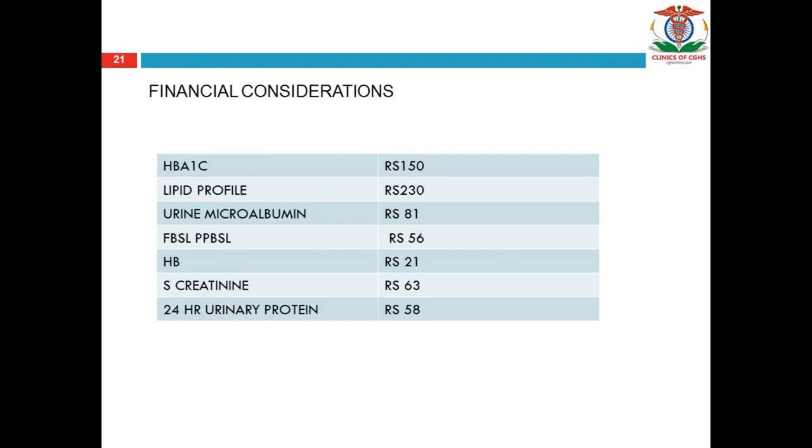Then another aspect is financial considerations. This is the Pune rate list, and these are the investigations which should be done annually. So if you don't send it to our lab, if you don't send it to Mukund Nagar, and all the investigations are done in a private lab according to CGHS rate, it boils down to somewhere around 600 rupees for all annual investigations which have to be done on a yearly basis for one patient. So I think 600 rupees for one patient on a yearly basis for monitoring all investigations and picking up complications early is a good investment.